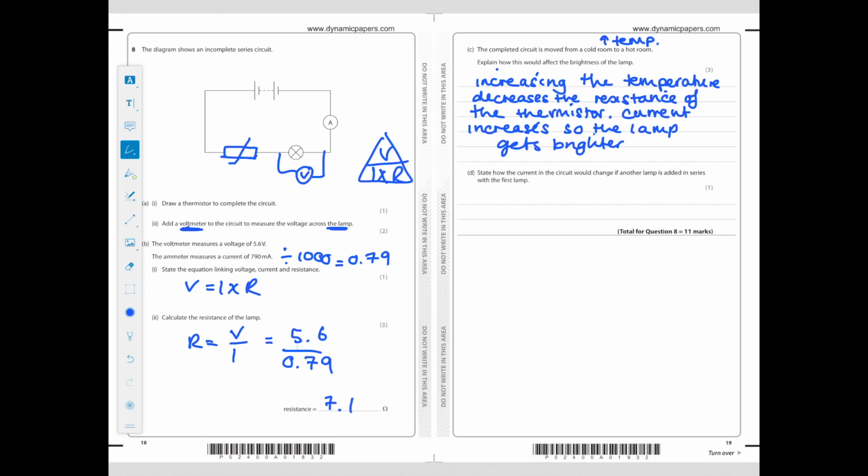State how the current in the circuit would change if another lamp is added in series with the first lamp. Now remember your circuit rules. In a series circuit, the voltage is the same everywhere. So despite the fact they've added another lamp, you're going to just say that the current remains the same.